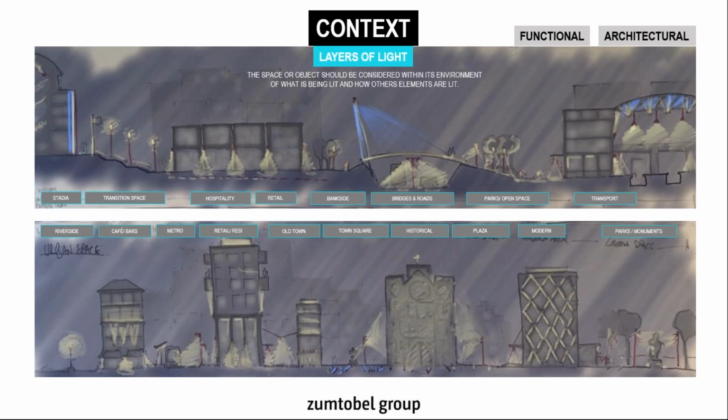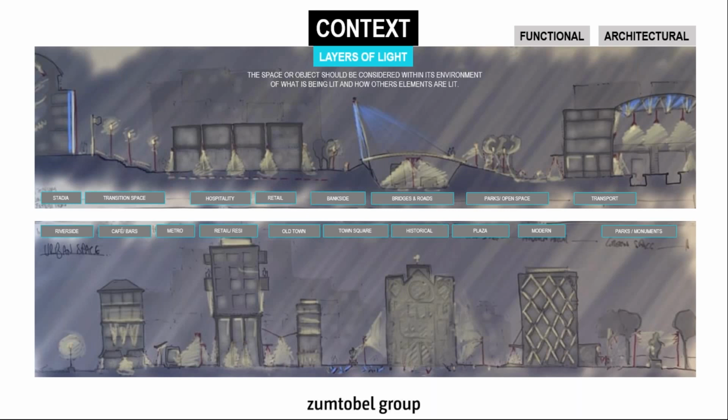You can see maybe a section of a transport, whether it's train, and then we go along, we go over a bridge, maybe some retail, hospitality, transitional public realm space up to a stadium. And the bottom one is more of maybe a large townscape by the riverside. So you've got cafes, bars on the left, coming into retail, resi, to a historic building, cathedral, modern hotel, maybe into a park and monument.